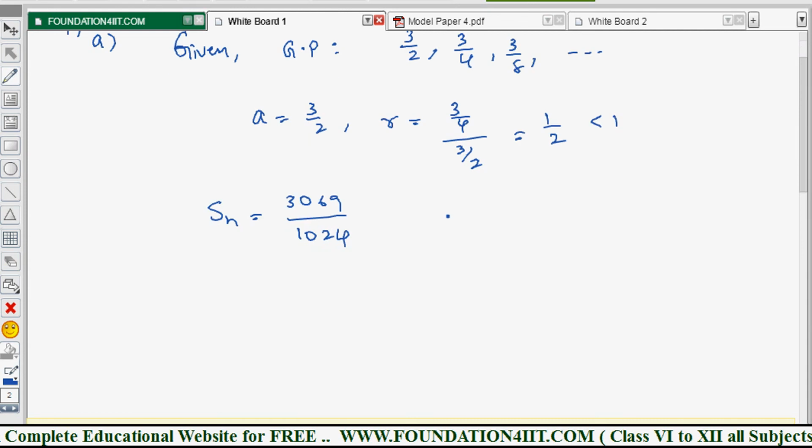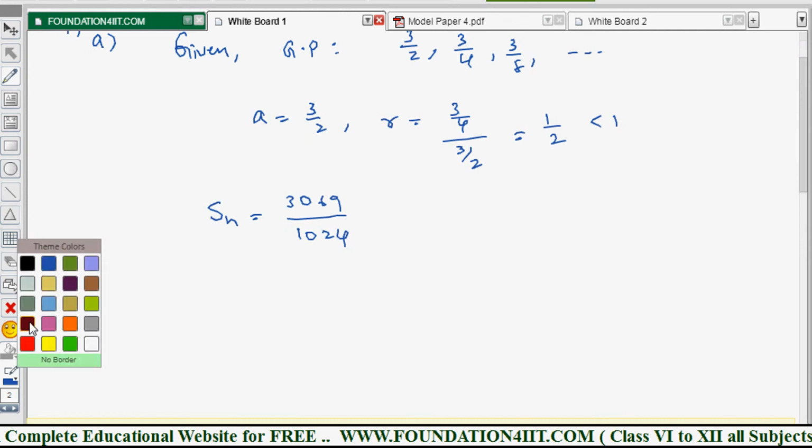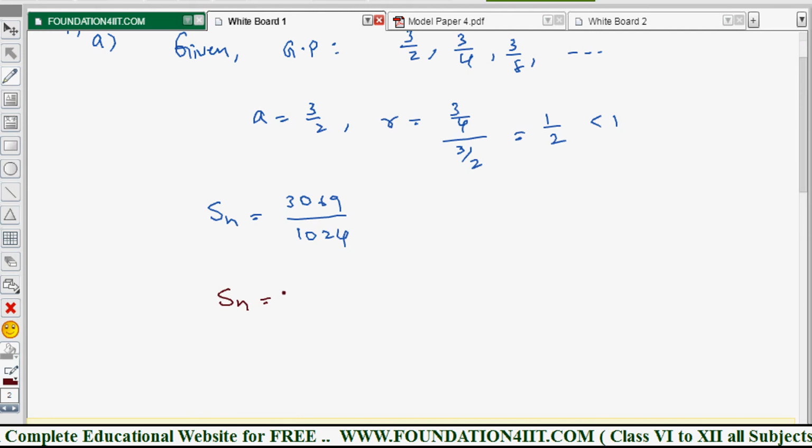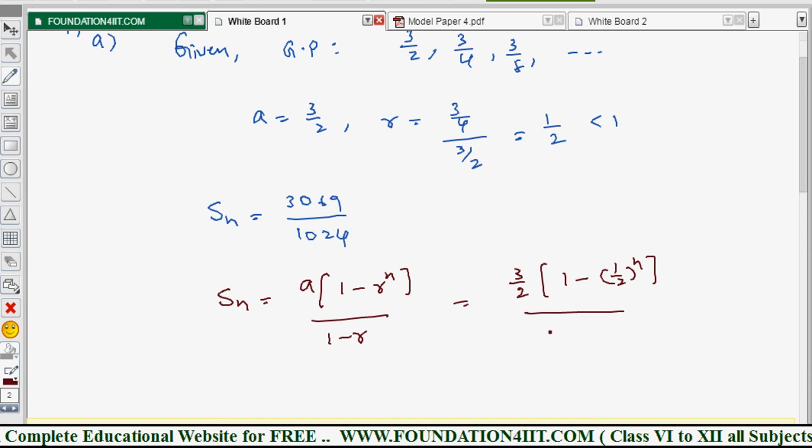Let us apply the same formula. Then Sn is equal to a into (1 minus r to the power n) by (1 minus r), because the r value is less than 1. Now if you apply it here, it is 3 by 2, a value, times (1 minus r to the power n). So r is 1 by 2, to the power n, by 1 minus 1 by 2. This value is 3069 by 1024.